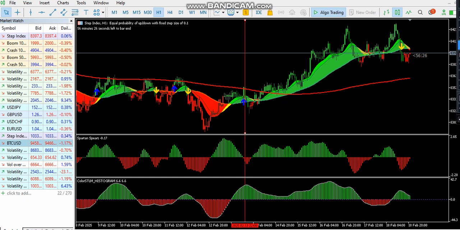Now we have this, and this is on the H1 time frame. I usually take my entries on M30, M15, possibly M5. It's up to you. It depends on how you like to trade, because all of this and the M5 will be taking trades. So let's see how it goes.